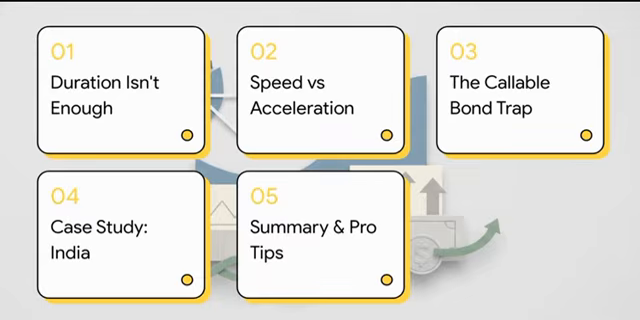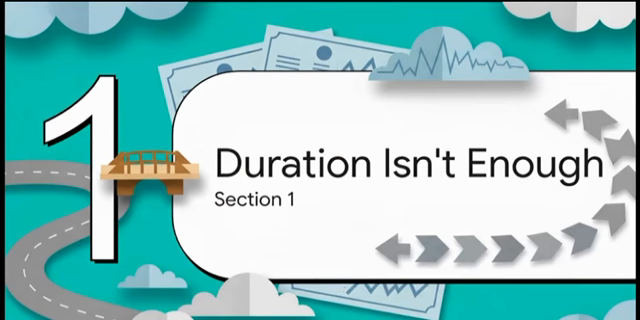Okay, let's quickly hit our roadmap for today. We'll be covering why duration just isn't enough, convexity as speed versus acceleration, the callable bond trap, a real-world case study on Indian rate cuts, and we'll wrap it all up with an exam summary and some pro tips. All right, let's jump right into Section 1, why duration isn't enough.